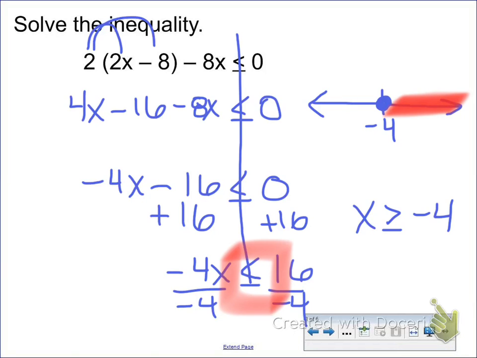So again, that rule that you have to switch the sign when you multiply or divide by a negative, and the fact that you have really infinitely many solutions because x is either greater than or less than a given number.